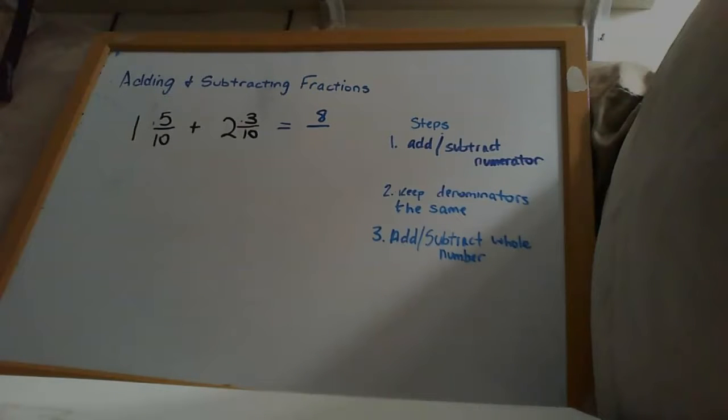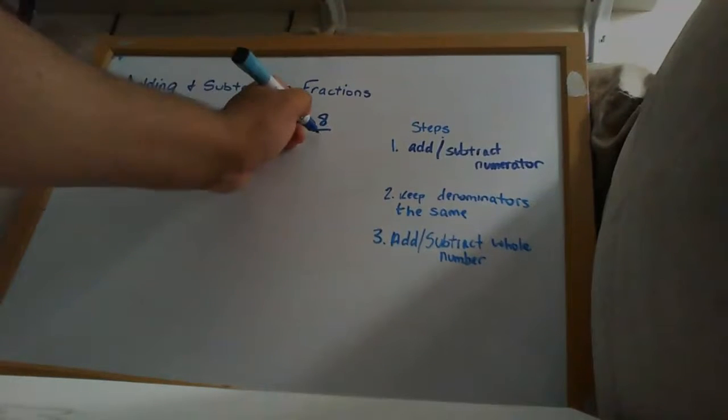Step 2 says keep the denominators the same. So the denominators are the bottom number in the fraction. They're both 10, so we're going to keep them 10.